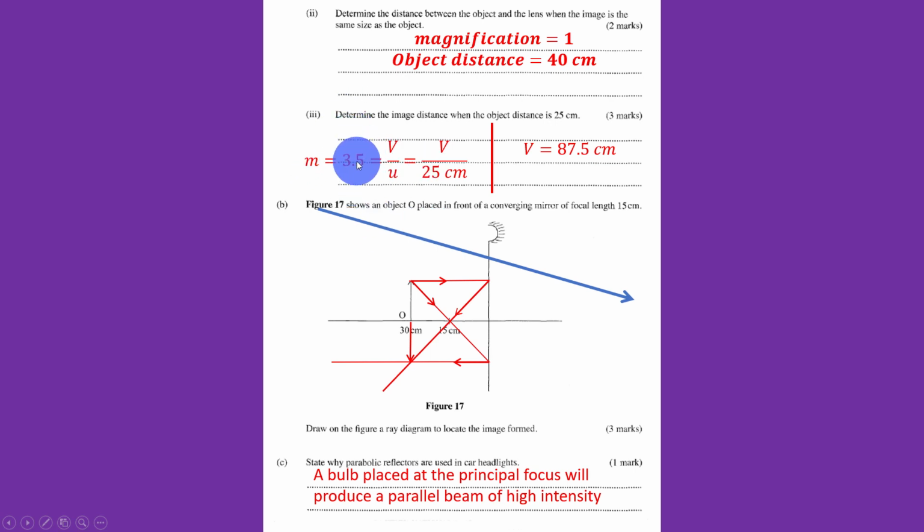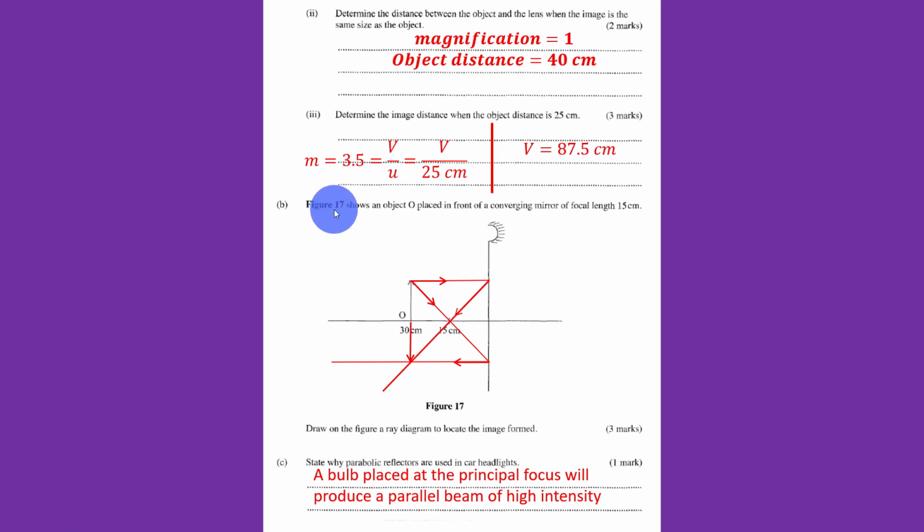So since magnification is 3.5 and magnification is equal to image distance over object distance, which is v over 25, we can get our v to be 87.5. So this is one of the expressions that can be used to calculate magnification. Although magnification is defined as the ratio of the size of the image to the size of the object, it can also be worked out as image distance divided by object distance.